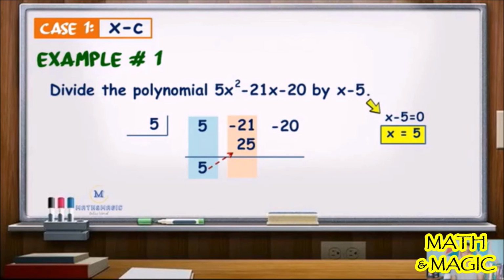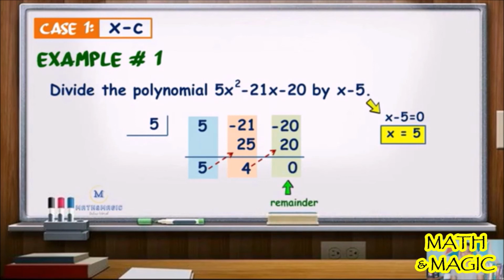So negative 21 plus 25, we add them, and the answer is positive 4. Next, the positive 4 is multiplied by the number in the box, the value of the divisor. So, 4 times 5 is 20. Next, we add. Negative 20 plus positive 20 is equal to 0.